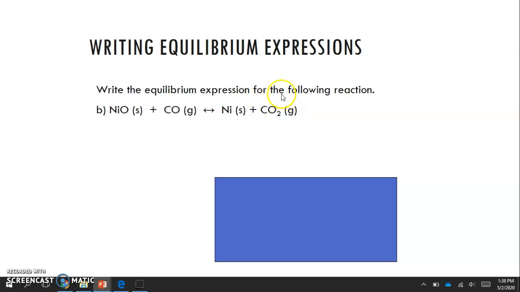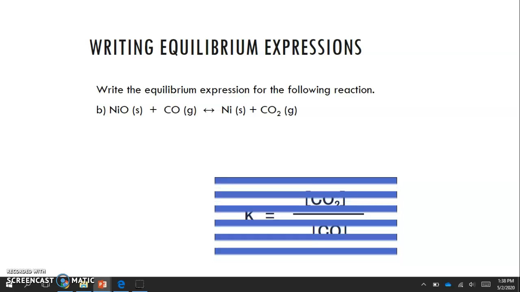And then carbon dioxide is a gas. So for this one, we don't even have to worry about the nickel. We're just looking at the carbon monoxide on the left and the carbon dioxide on the right. So again, we're not going to look at either of these compounds. So let's take our carbon dioxide, which is our product. We're going to put it on the top.